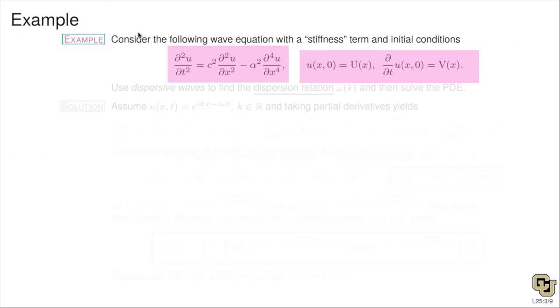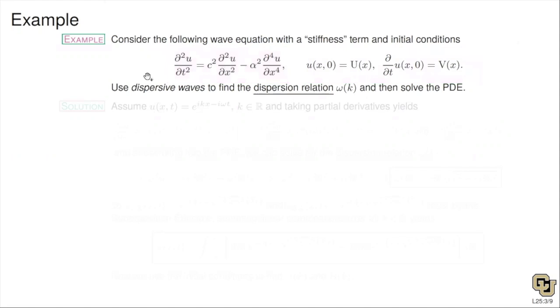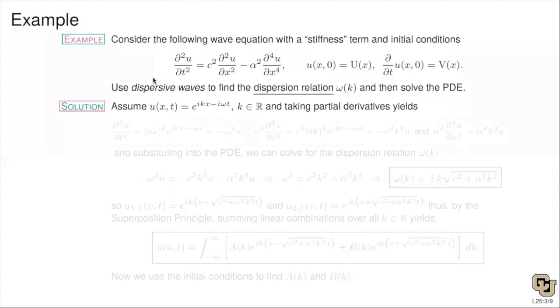Now what I want to do is to solve this, to find the so-called dispersion relation and to solve the PDE. And when we say use dispersive waves, what does that mean? It means we're making this assumption that u of x,t has this form. And so what are we going to do with this now? We're going to put this function into the PDE here. For u, we're going to replace u with e to the i(kx minus omega t). And so that's what I'm doing down here.